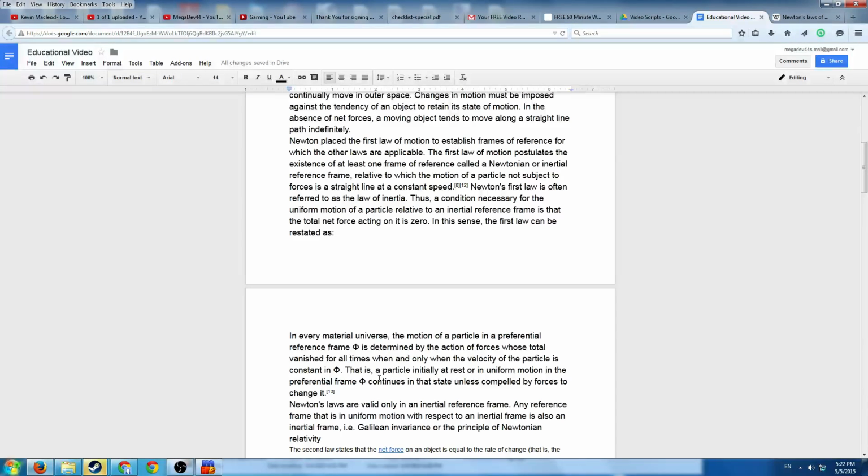Newton's laws are valid only in inertial reference frames. Any reference frame that is in uniform motion with respect to an inertial frame is also an inertial frame, i.e. Galilean invariance or the principle of Newtonian relativity.